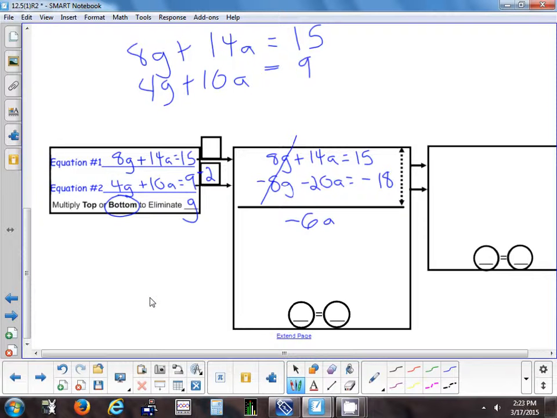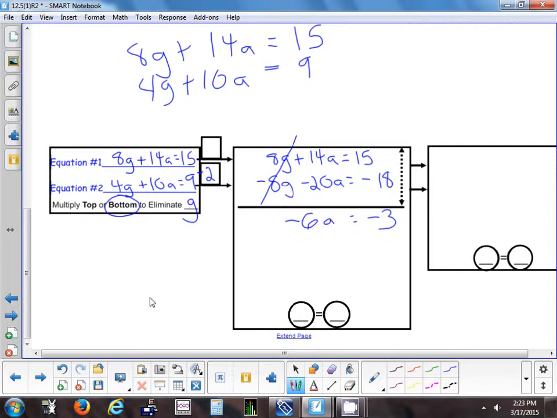-6a equals, what's 15 and -18? -3, right? Ryan, can you tell me what I gotta do now? Add 6. No. Very quiet today. Spencer, how about your buddy over here? What are you gonna do here?